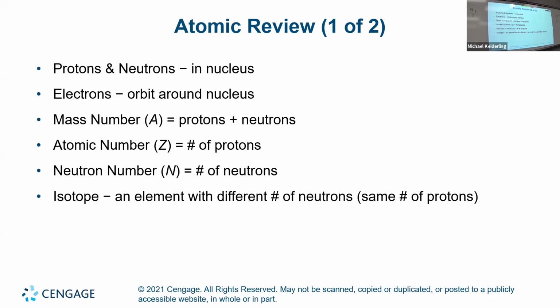In the nucleus, there are protons and neutrons. The electrons orbit around the nucleus. The mass number, A, is the sum of the number of protons and neutrons. The atomic number is the number of protons. The neutron number, N, is the number of neutrons. An isotope is an element with a different number of neutrons but the same number of protons. So you can have various isotopes of the same element. The element is determined by the atomic number, the number of protons. The isotope is determined by having different masses, and they're named after the mass.